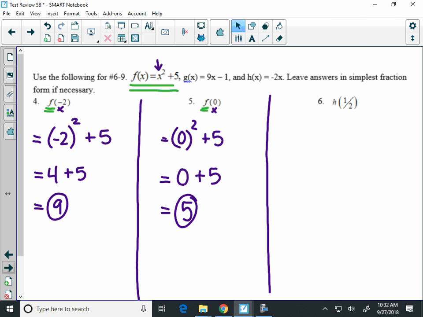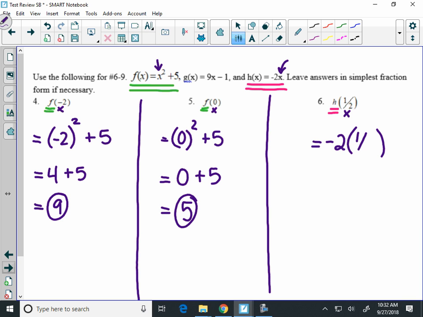Number 6 here says h of 1/2. So you need to use the function of h. That 1/2 is in the parentheses, so it's an x value. So you're going to put 1/2 into the x value. So h of 1/2 is going to give you -2x. Now instead of x, you put 1/2 in the parentheses. -2 times 1/2 gives you an output of -1.